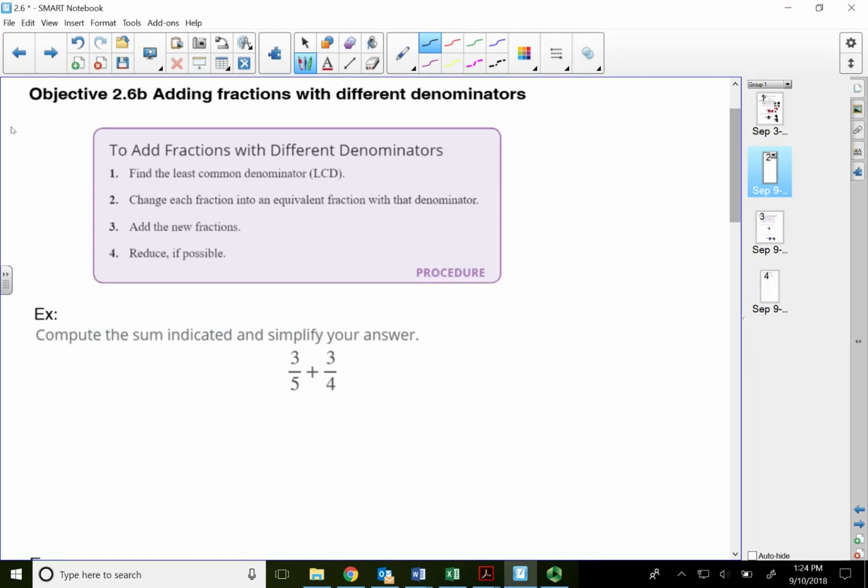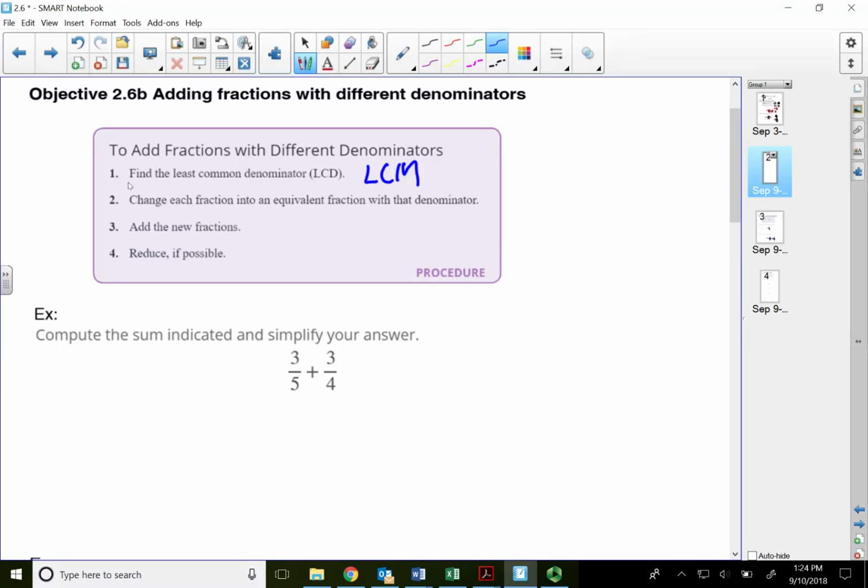So the first thing we have to do is find the least common denominator, LCD, which is the same method as finding the least common multiple. What's the difference between least common multiple versus LCD? LCD simply means the common multiple that's in the denominator, which is called the least common denominator.